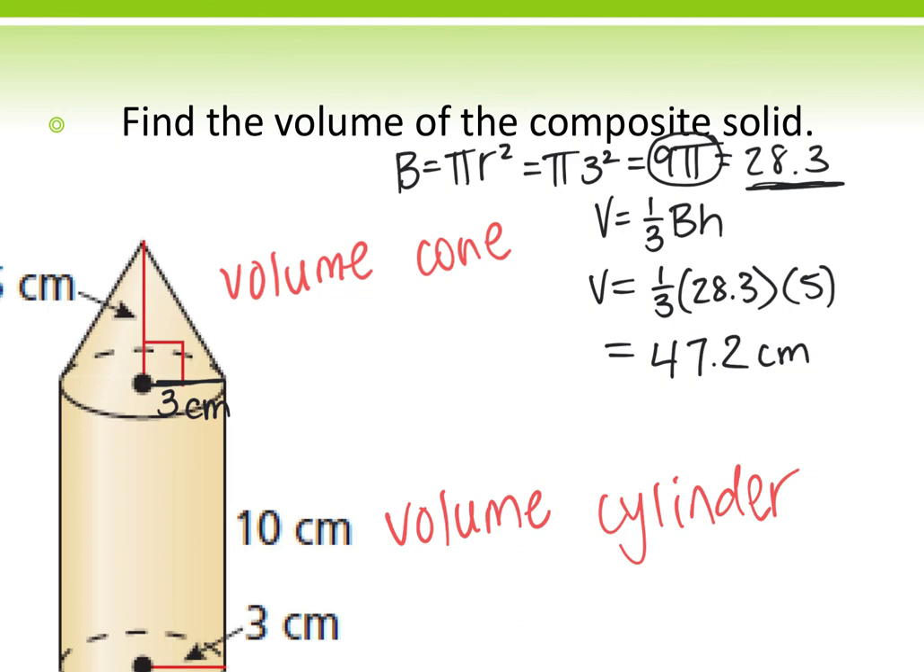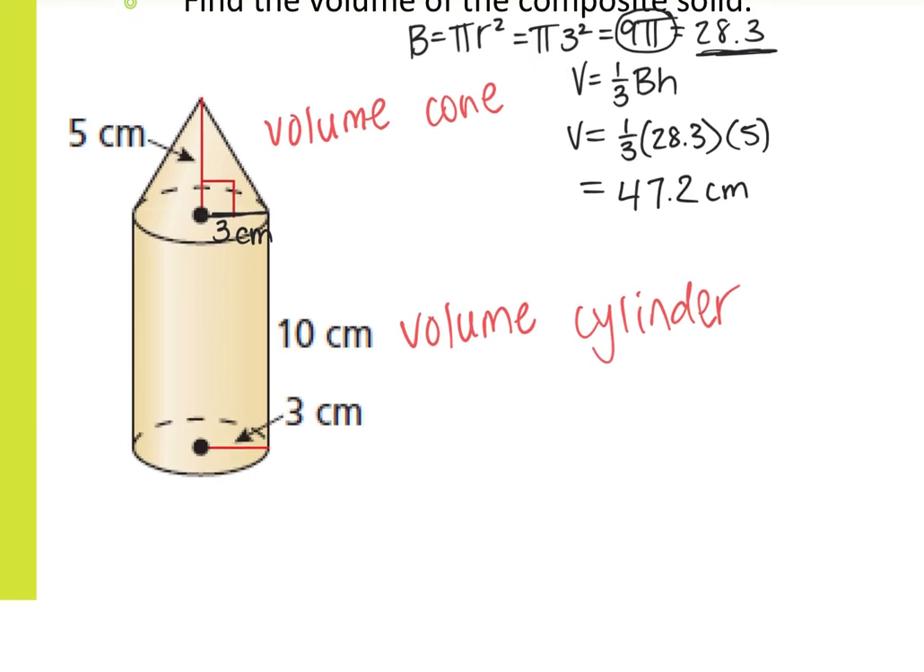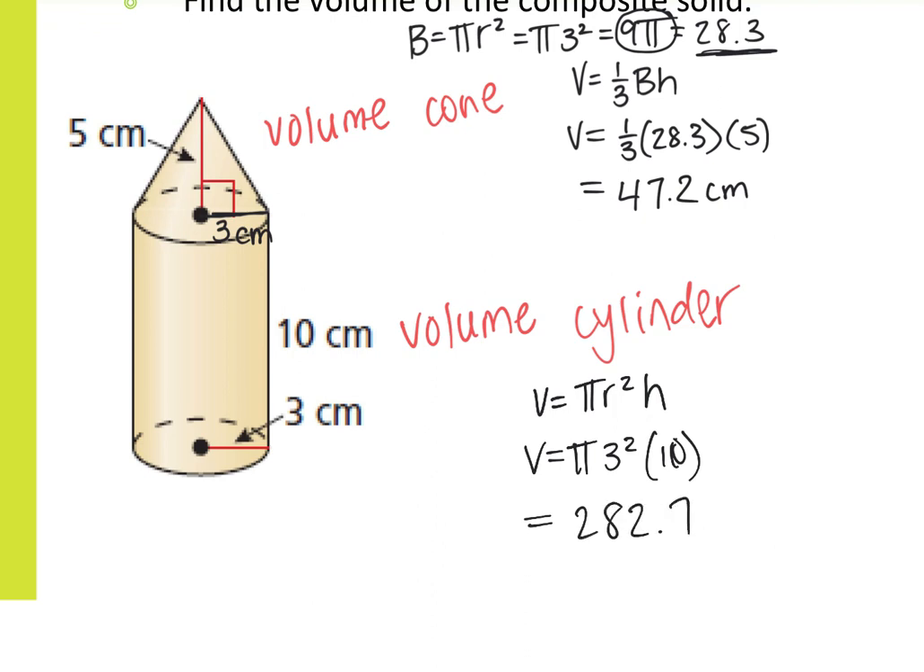Good question. Xavier. So to find the cylinder, you have to do pi r squared times height. Mm-hmm. And then so pi times 3 squared times 10. And I got 282.7. I think that's right. Yep, I got the same thing. What units is this?